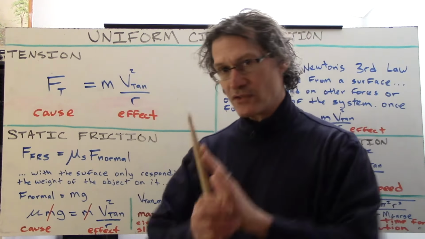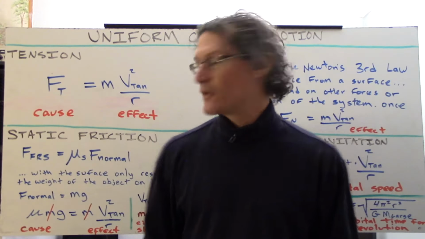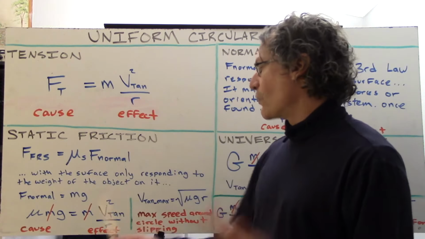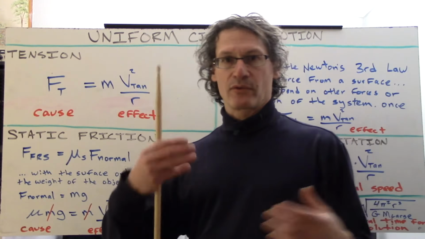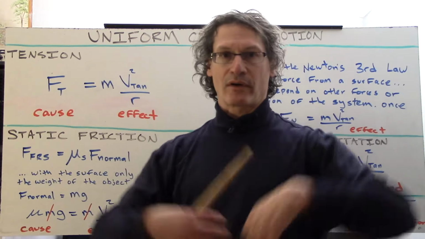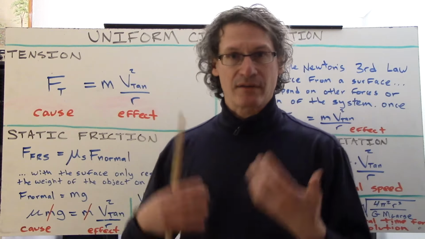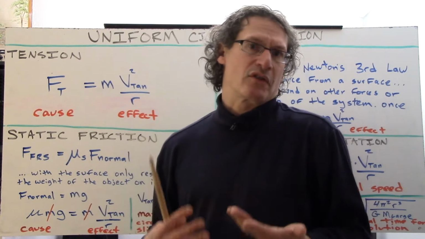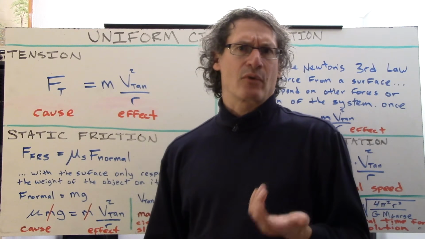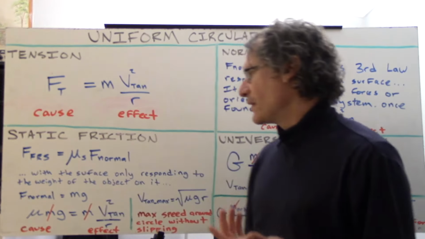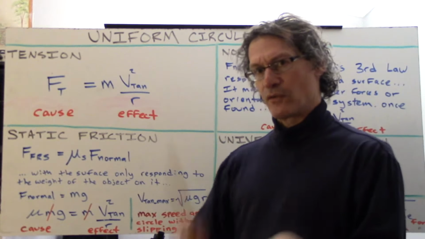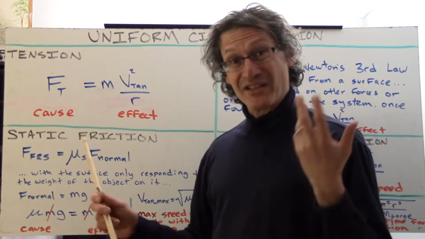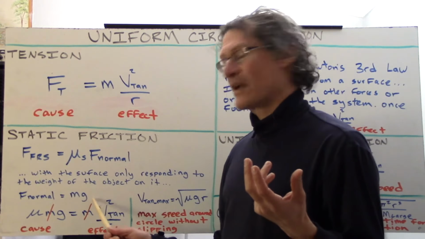All right, so let's take a simple situation here and say that the surface is responding only to the weight of the object on it. So there are no other crazy forces that are lifting it somehow or pulling up or down to complicate the situation. It's just the weight of the object on the surface, and we know that the surface will push back with the same amount of force. So mass times gravity on the surface and the normal force pushing up. So what we have over here is that the force normal in this situation is mass times gravity.